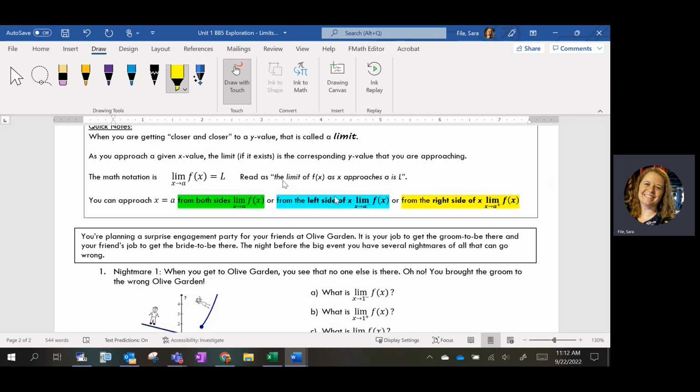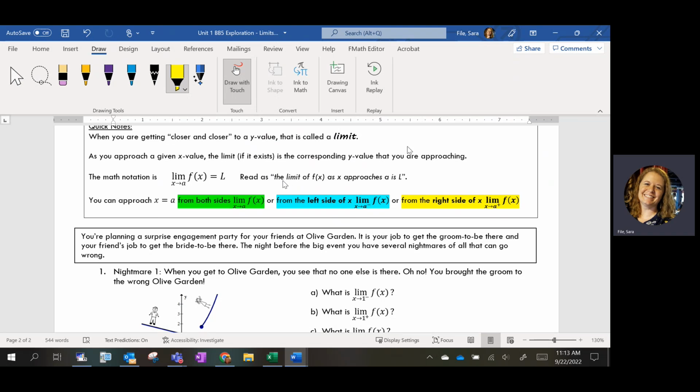Okay, so if the left side limit and the right side limit are equal, then we get our overall limit. Does that make sense? The left and the right limits have to be the same for the limit to exist.